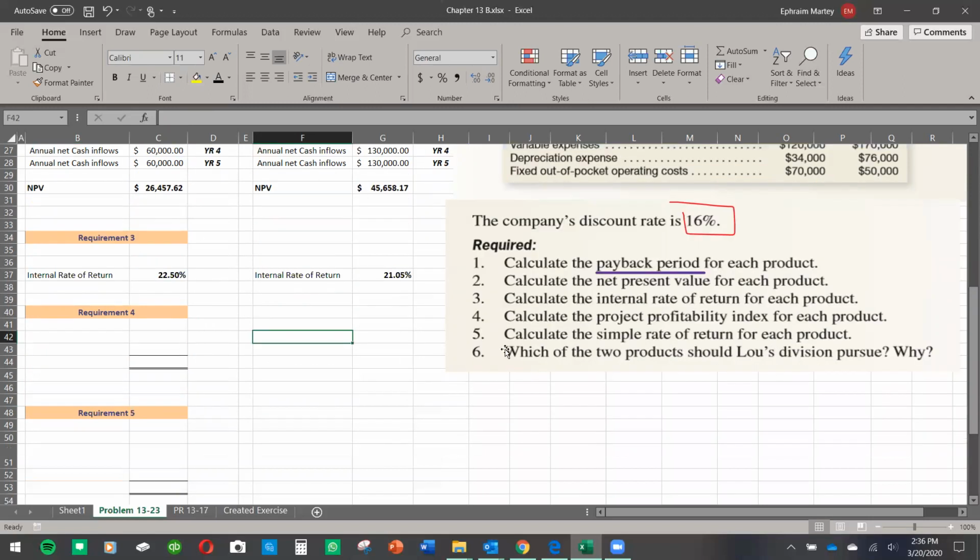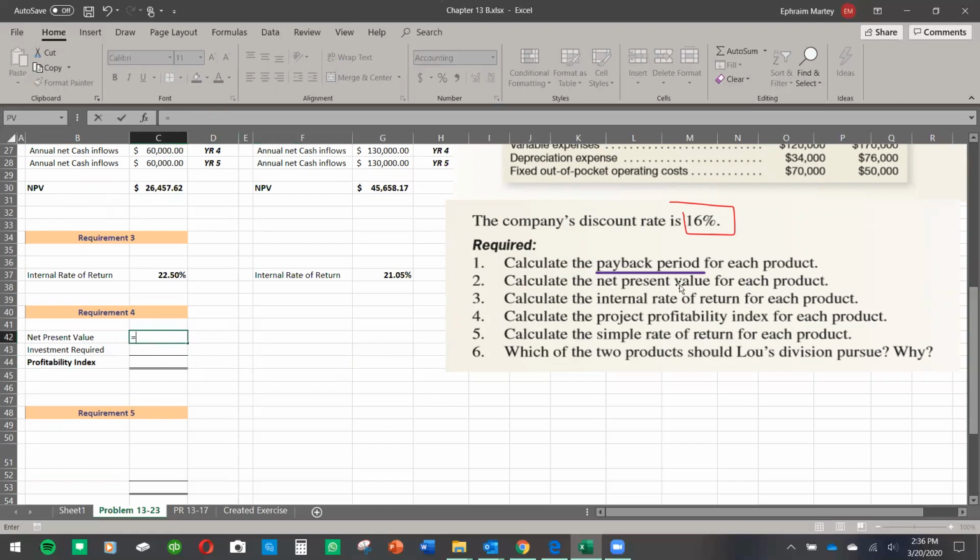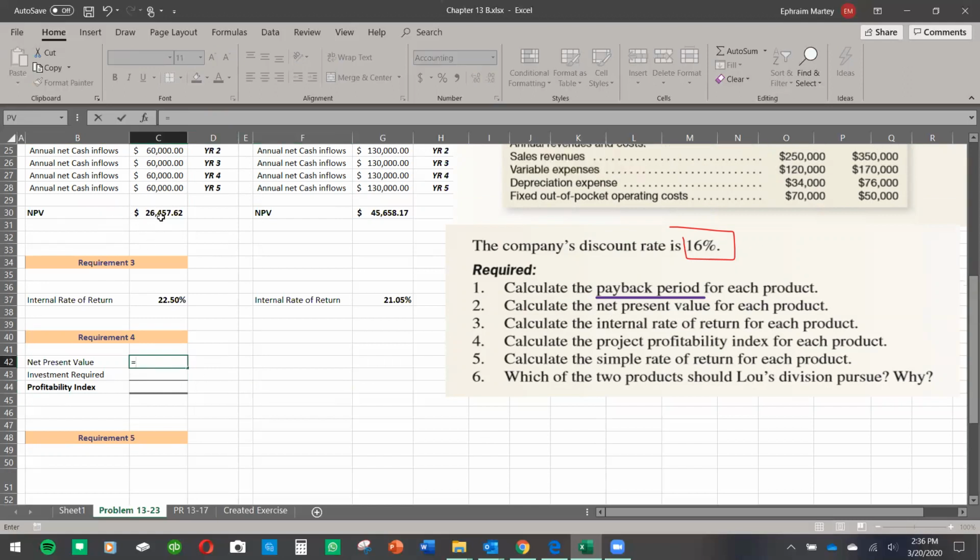Now, question number 4, calculate the profitability index for each product. Here we find the net present value divided by the investment required. What is the net present value for project A? We have it here. So we select net present value divided by investment required.